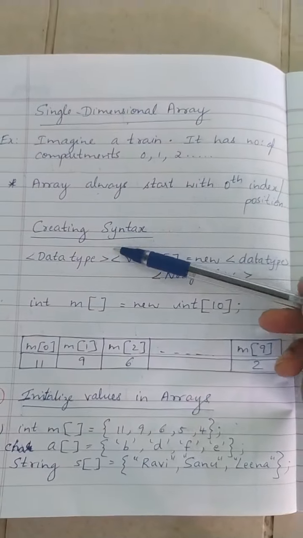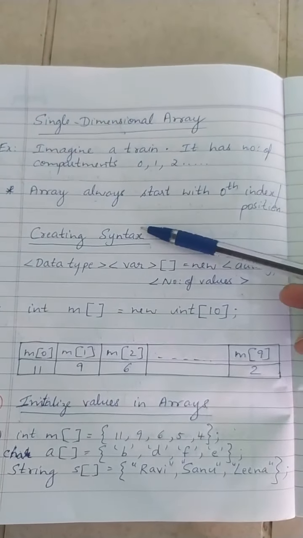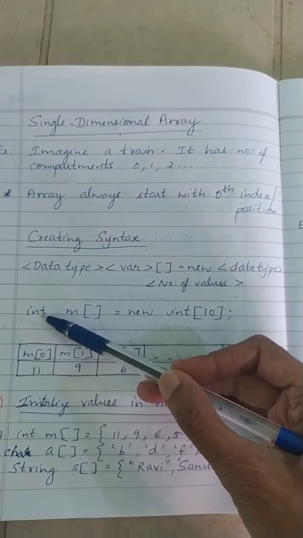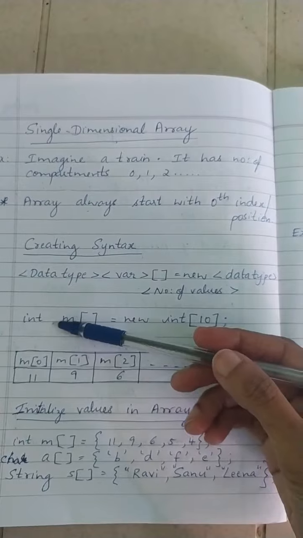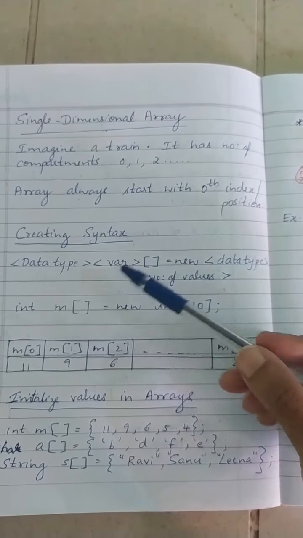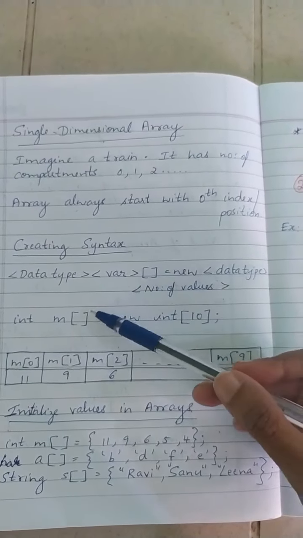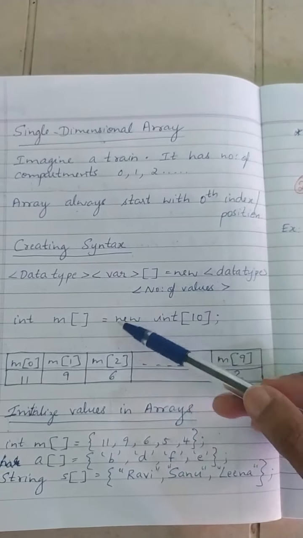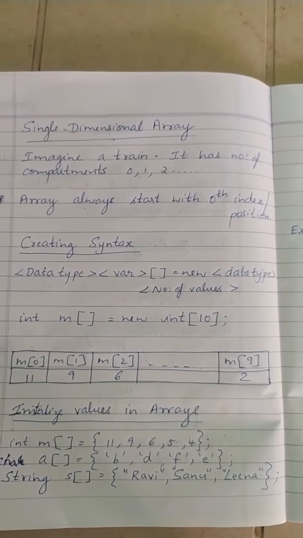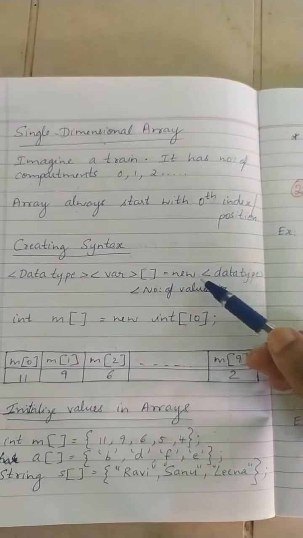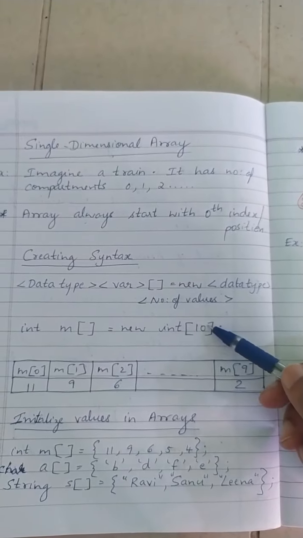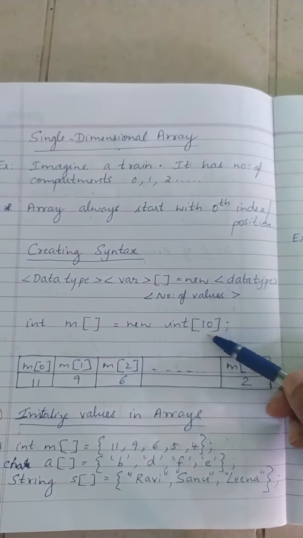And now we can learn how to create an array, or the syntax of an array. You have to declare a data type first: integer, character, string, any data type you can give. And then the variable name, any variable name you can declare. And the square brackets represent the array, equal to the new keyword. You already knew the concept of the new keyword in the previous class. And the data type again, that is integer data type. And the number of values, how many values you are entering, you can give inside the bracket.